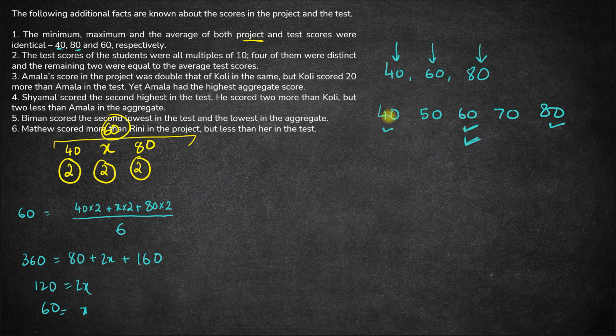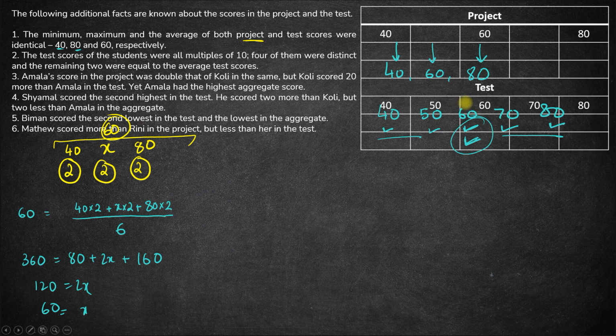So the remaining 4 numbers are 40, 50, 70, 80. So these 4 students will get distinct marks. So one of them will get 40, one will get 50, one will get 70 and the other will get 80. So 4 get distinct marks and 2 get equal to average.